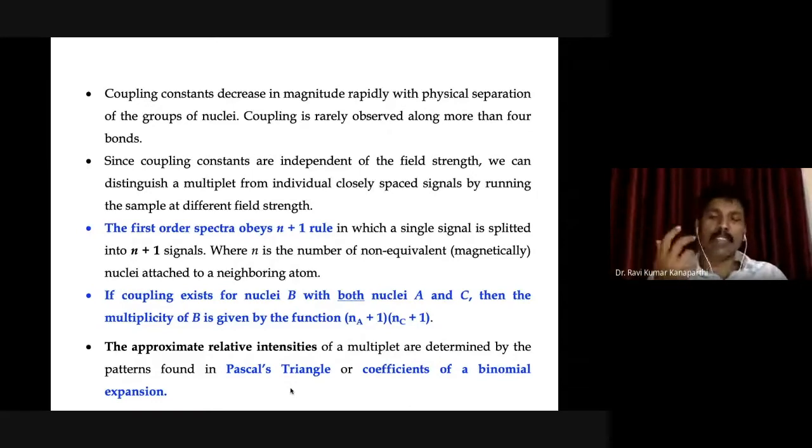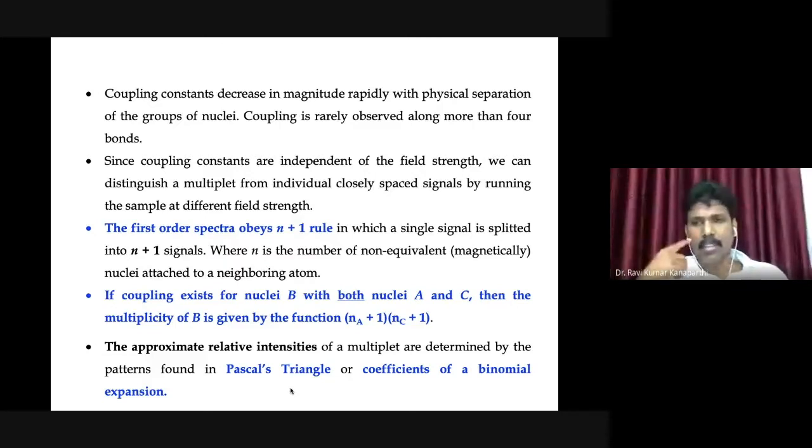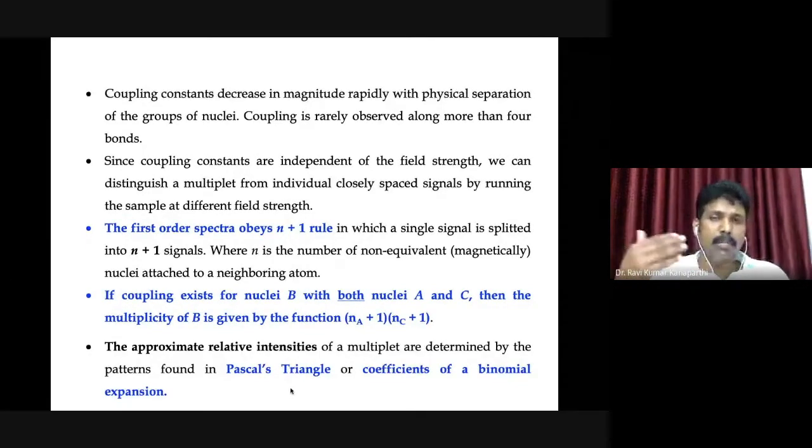For example, you can think of ClF3, trifluorochlorine, where the chlorine and fluorine are both magnetically active. In that case, you will see a different splitting. They are not magnetically equivalent; they are said to be non-equivalent. And the first order spectra typically follow the n plus 1 rule. Suppose we have different sets of protons on the adjacent atoms, accordingly it will split.